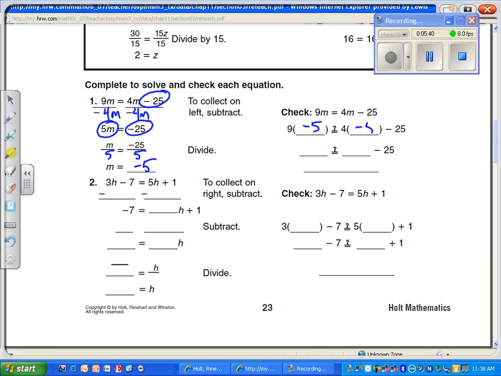Check your answers whenever you see an m. That's a negative 45. That's a negative 20. Negative 45, does that equal negative 45? Well, yes. So I'm good.